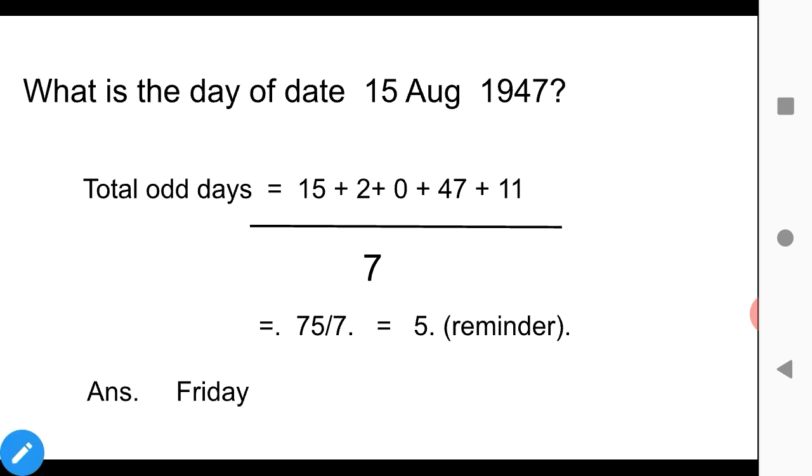What is the day of 15 August 1947? By using this formula, the date is 15, the August month code is 2, the 1900 year code is 0, and 47 divided by 4 gives 11, so the total is 15 plus 2 plus 0 plus 47 plus 11, which is 75. Dividing 75 by 7, 5 is the remainder. If 5 is the remainder, the answer is Friday. So by using this formula, within one step you are getting the total number of odd days as 5, and the day is Friday.